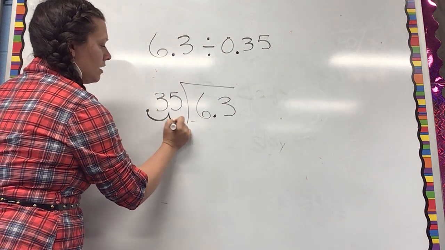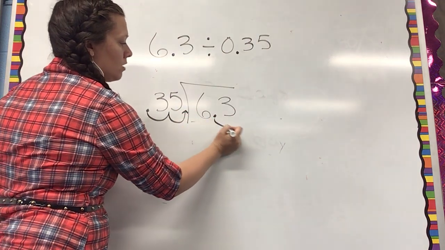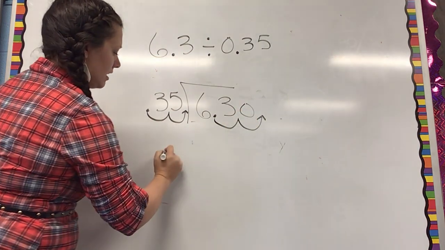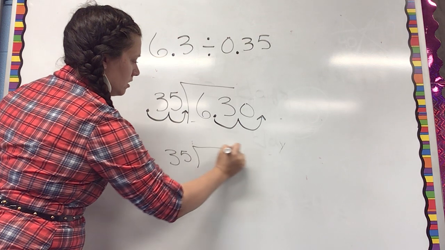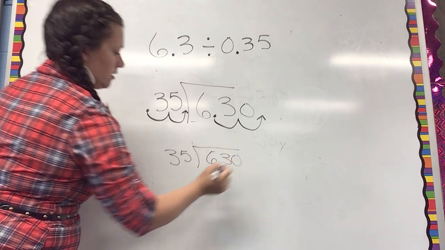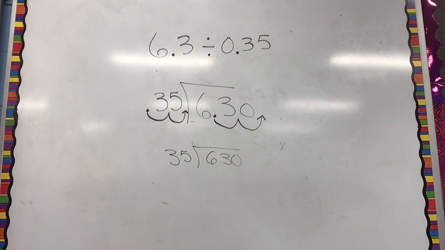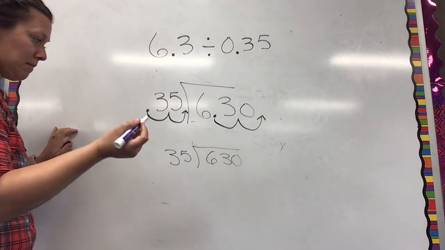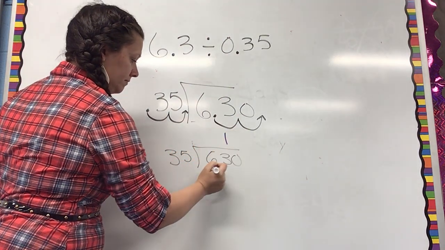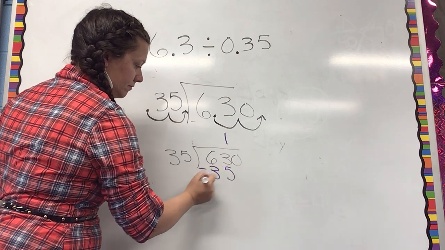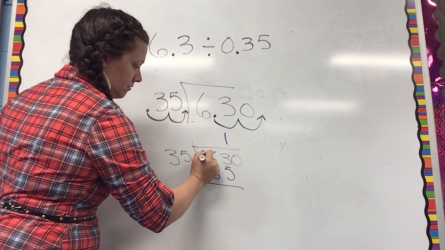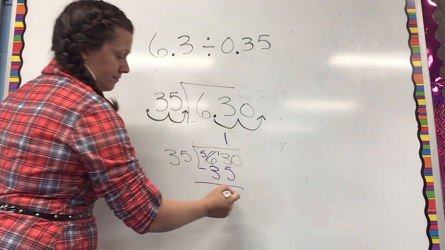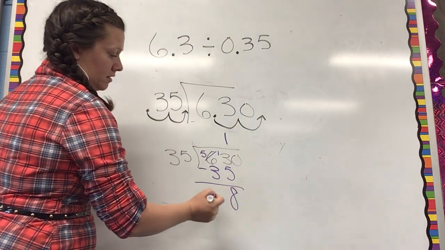How many place values? 1, 2. This one, 1, 2. But I don't have a number right here, did you? 0. Very nice. Let's rewrite. So now I'm looking at 630 divided by 35. Can I do 6 divided by 35? Can I do 63 divided by 35? How many? 1. I need to borrow. 13 minus 5? 8.